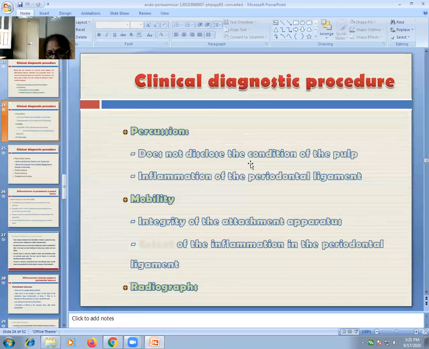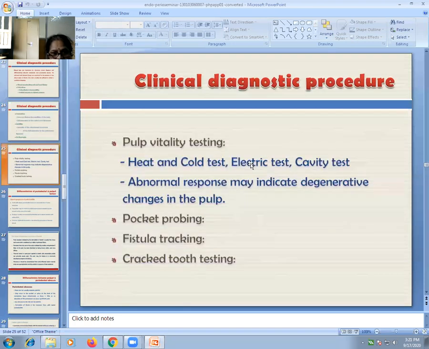Checking the mobility is also one of the important criteria. Whenever the attachment apparatus like the periodontium is getting involved, that time mobility will be seen. On the percussion part, if the tooth is painful on vertical percussion, that is when you knock the tooth from the vertical or occlusal area, you will find the pain. That pain will be mostly of pulpal origin. But if you do the percussion on the lateral side of the tooth and you get the pain, that means it is of periodontal origin.